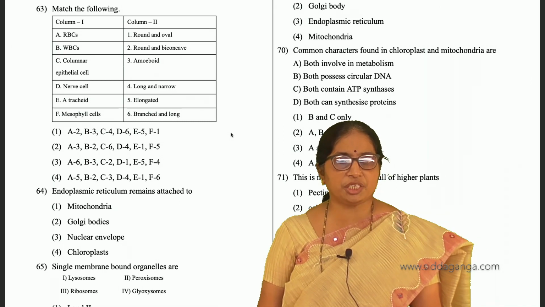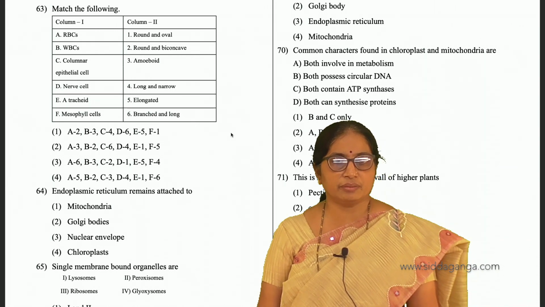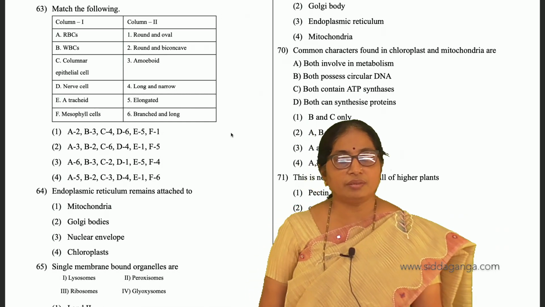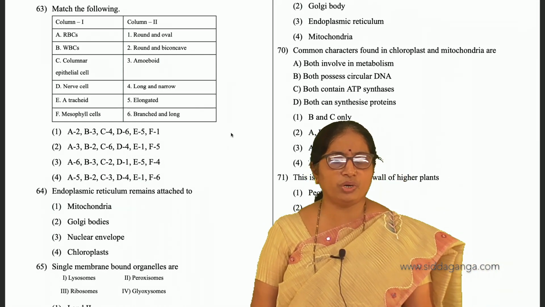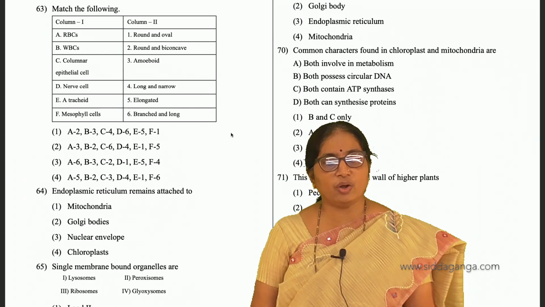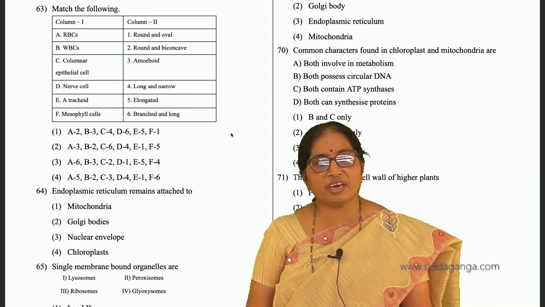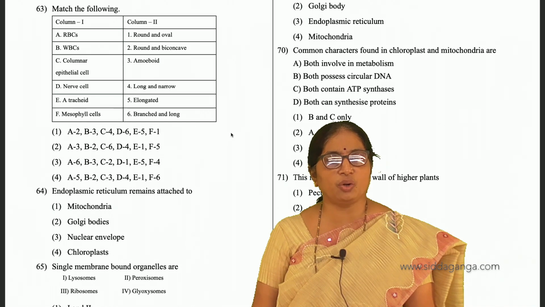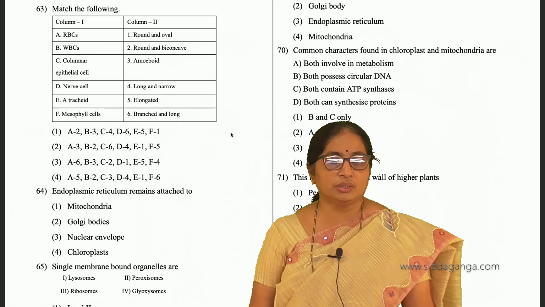Tracheid, they are also long, elongated. Mesophyll cells, they are amoeboid in shape. So the right answer is: RBCs round and biconcave, WBCs round and oval, columnar epithelial cells, they are elongated, nerve cells, they are branched and long, tracheid, they are long and narrow, mesophyll cells, they are amoeboid.